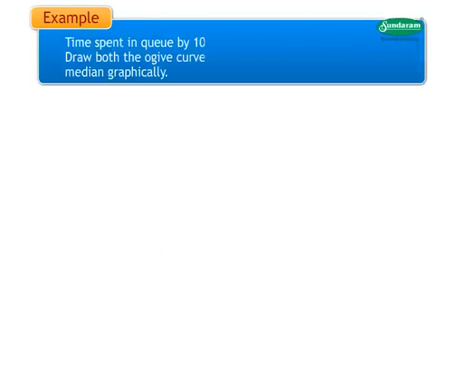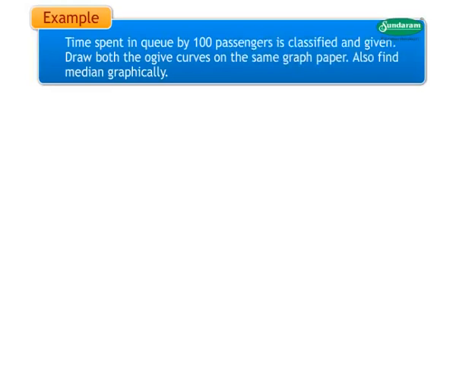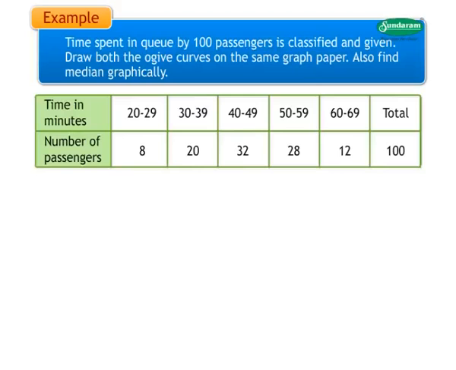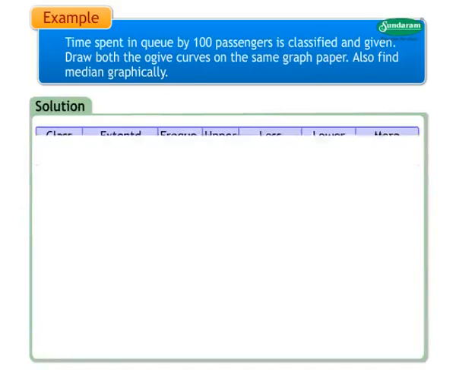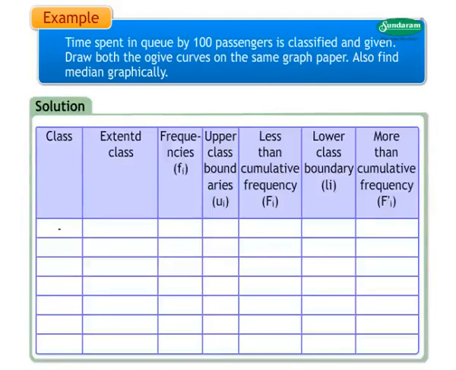Let's solve one more example. Time spent in queue by 100 passengers is classified and given. Draw both the Ogive curves on the same graph paper. Also find median graphically. Solution. Let's prepare a table as shown.